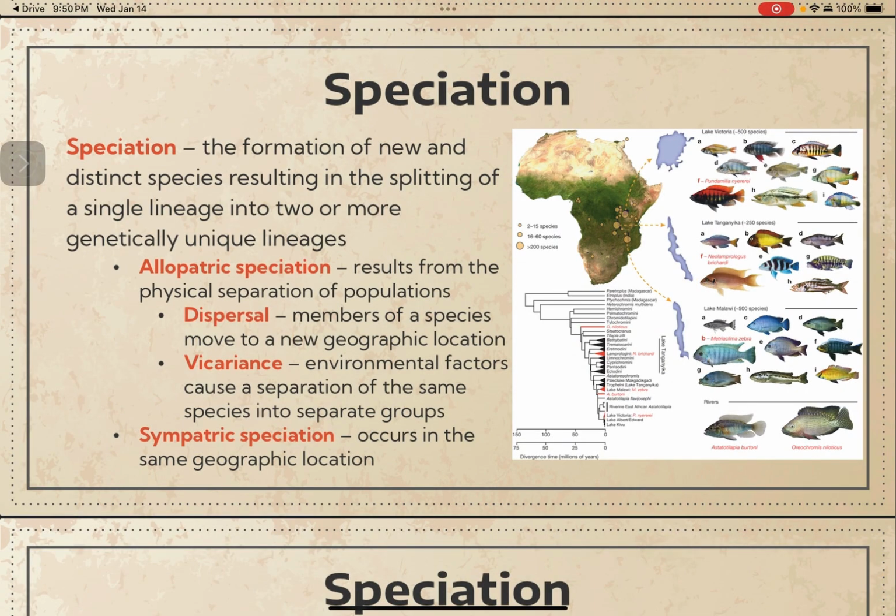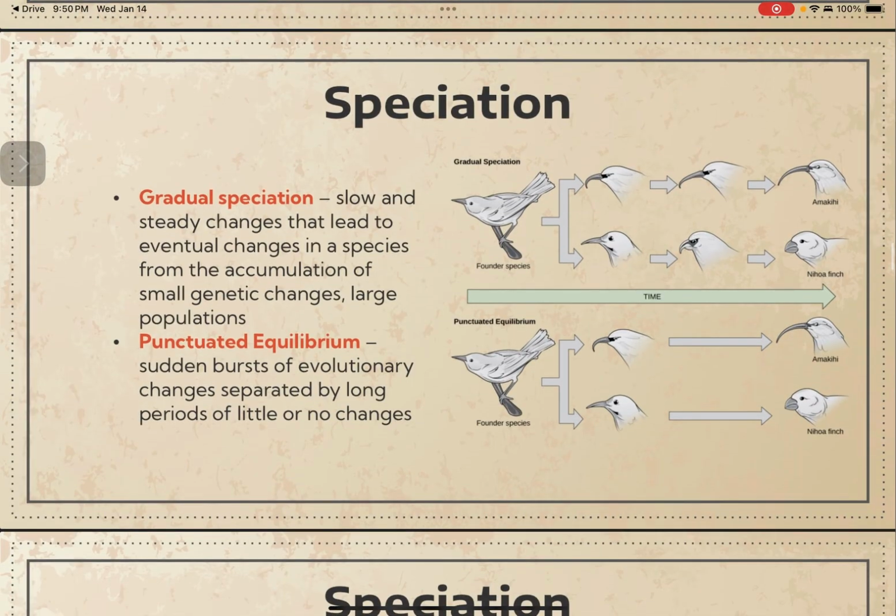And then we also have sympatric speciation, and this occurs in the same geographic location. All the previous examples were different locations, but this one, same geographic location. So we have gradual speciation. This is slow and steady changes that lead to eventual changes in a species from the accumulation of small genetic changes. And this can happen within large populations most commonly.